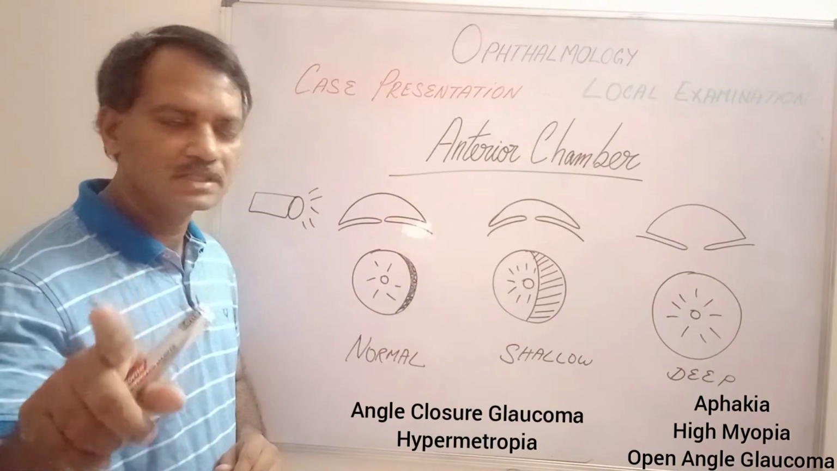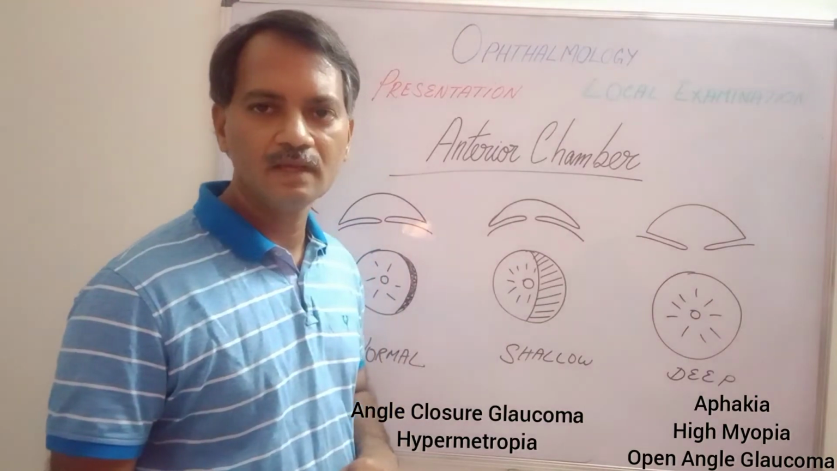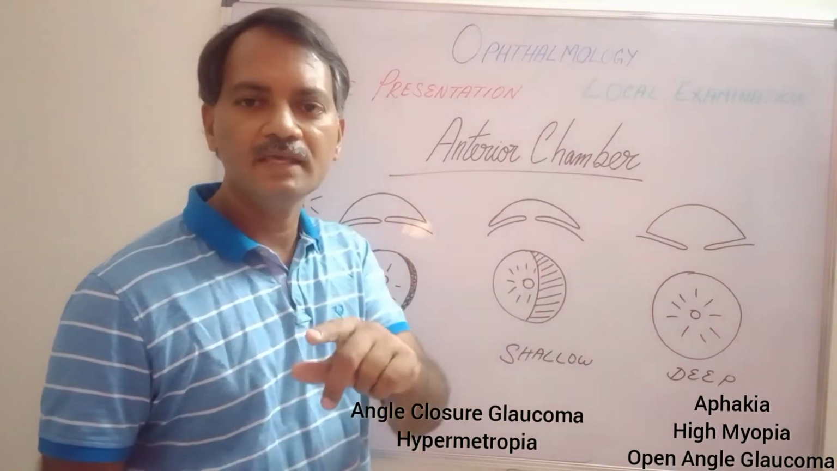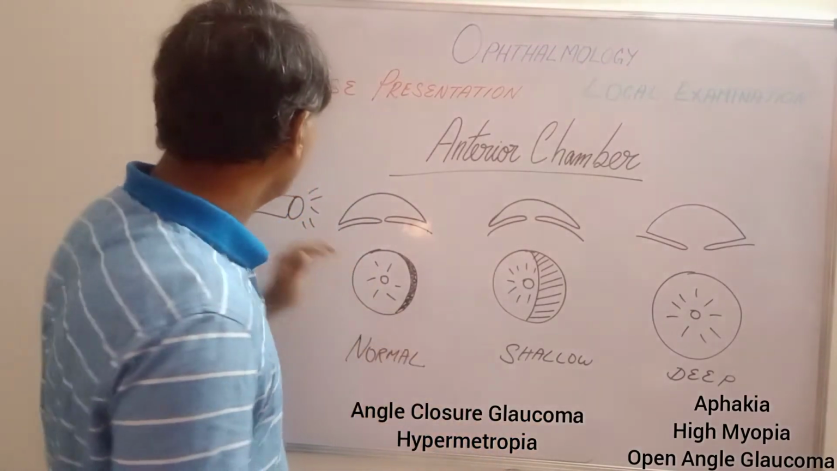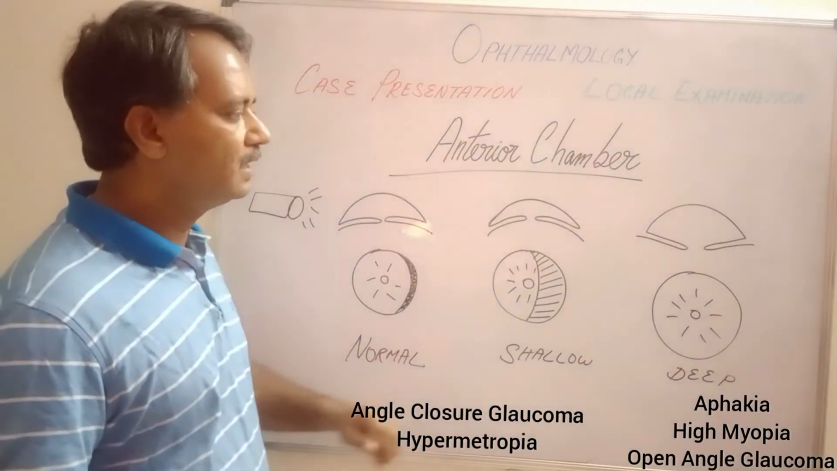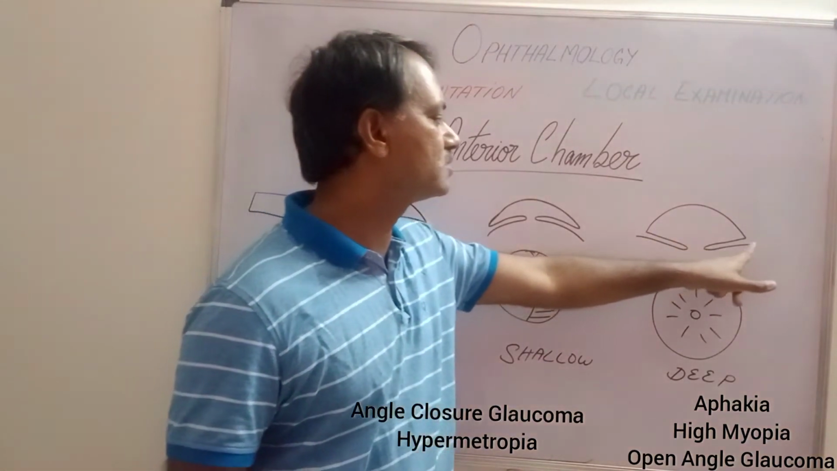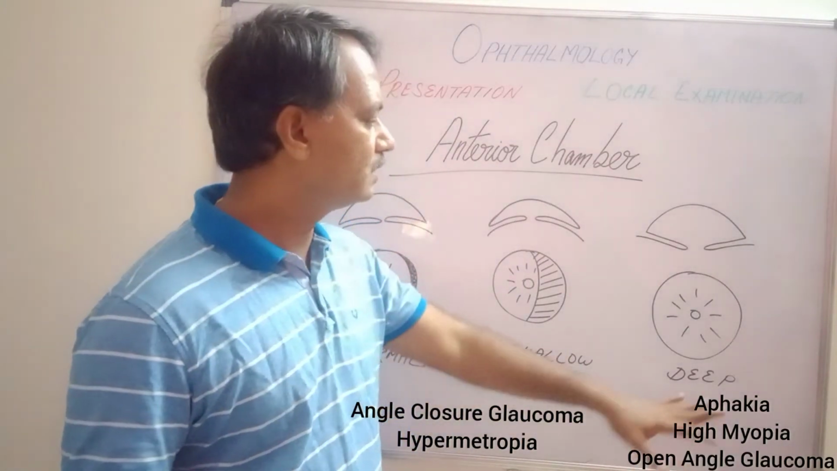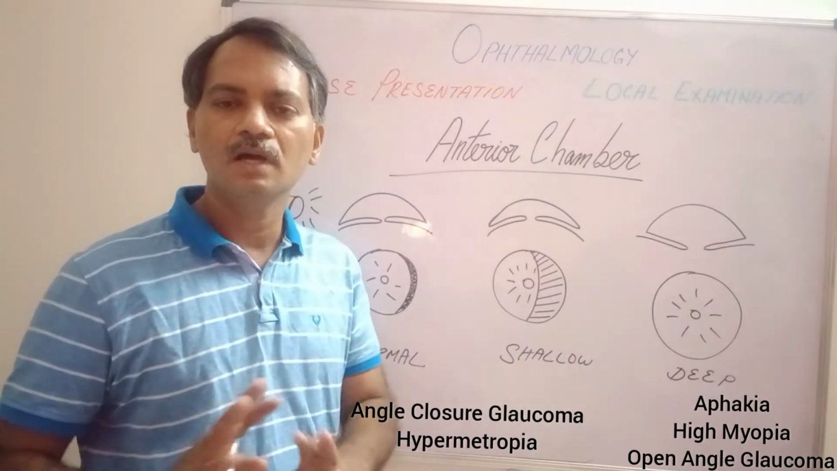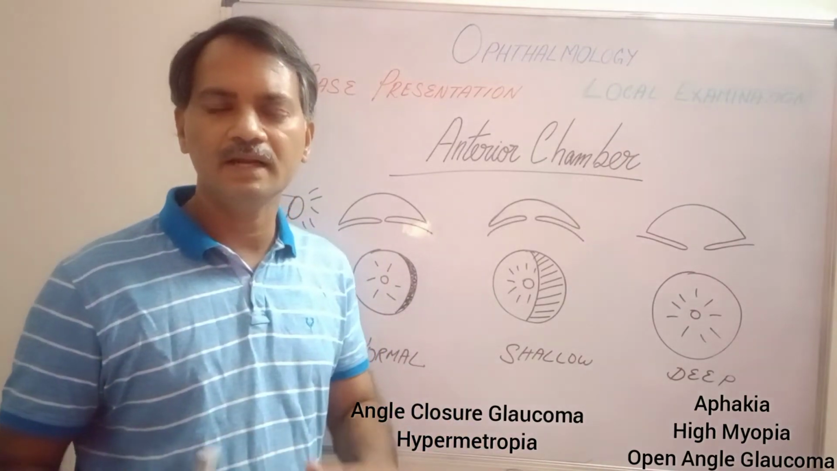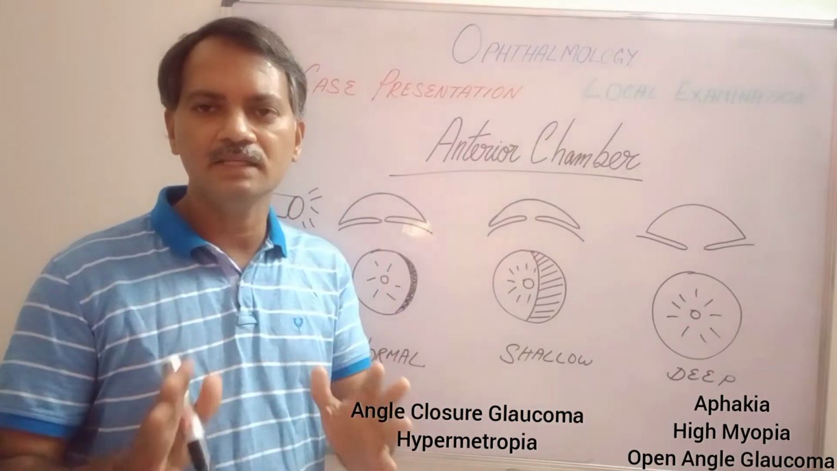Now let us see what is a deep anterior chamber. When the iris falls backwards, this is classically seen in aphakia, absence of lens in the patellar fossa. So what will happen? The light, when it is shone from the temporal side, will fall both on the temporal iris as well as on the nasal iris. So there will not be any shadow at all. There is no small eclipse or bigger shadow. Nothing will be there. Entire iris will be clearly seen. Then it is said to be a deep anterior chamber.